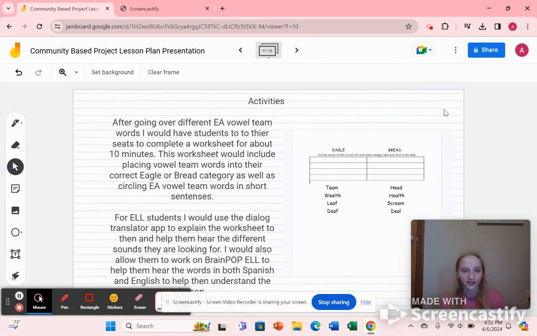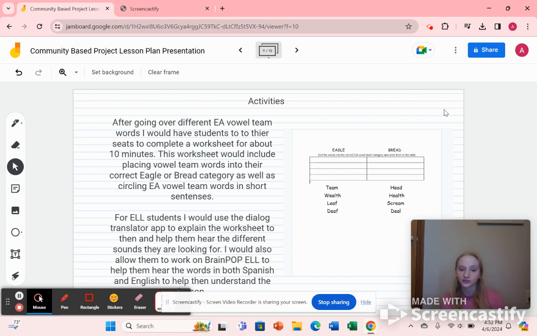The second part of this activity is giving students a short worksheet. I would have them work on this worksheet for about 10 minutes, and this also includes placing the words into their categories based on the types of sound they make, as well as working on reading fluency by having them circle the words that have EA vowel teams when reading short sentences and making sure that they know what types of words they're looking for.